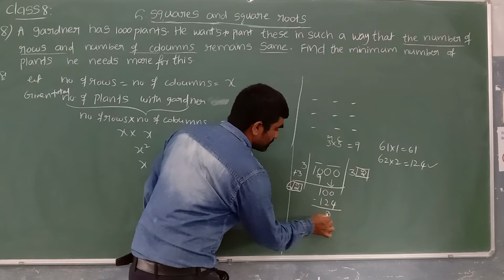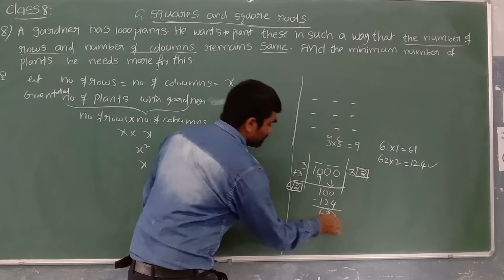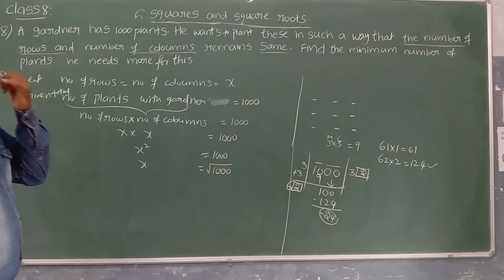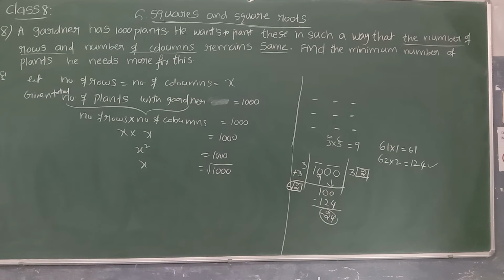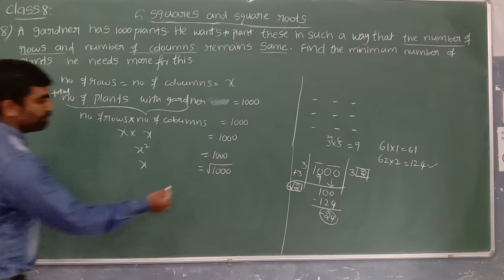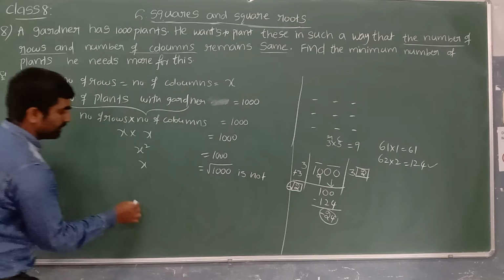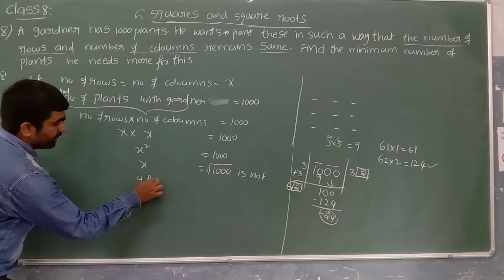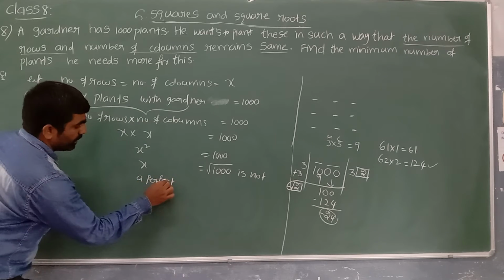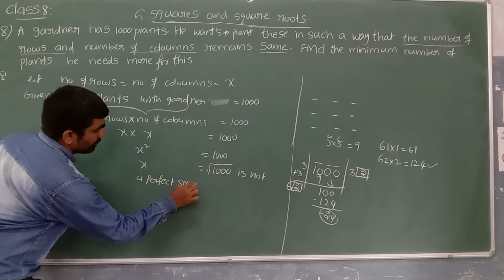124 minus 100 is how much? Minus 24, you can see. So how many plants do we need to add? 24 plants. They are asking to find the minimum number of plants we need for this. We can write that root 1000 is not a perfect square.